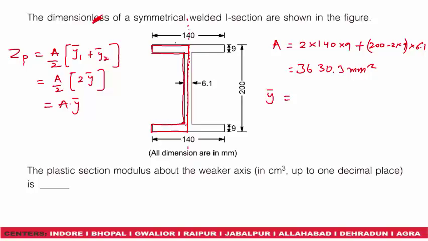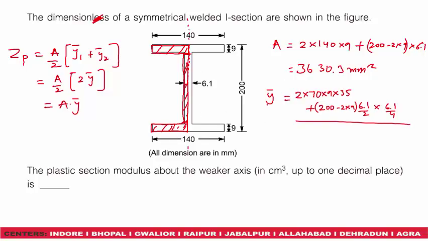Now y bar will be equal to the centroid of this shaded area. So we can determine it in two parts. The centroid of this flange portion will be area 2 into 70 into 9, and centroid will be from this axis at half of 70, that is 35, plus this web portion, its height is 200 minus 2 into 9, into its thickness 6.1 by 2, and its centroid will lie at this point, which will be 6.1 by 4, whole divided by the area of section. So area of section is nothing but total area by 2.